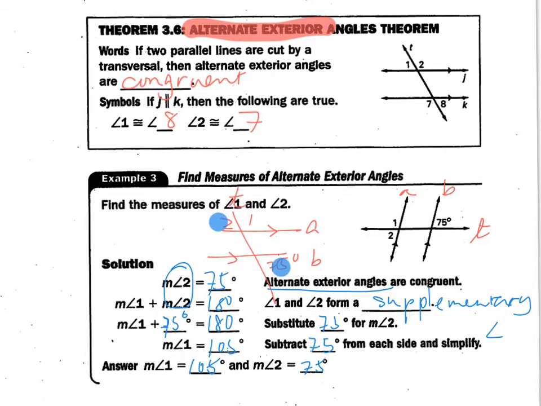And as a way to verify my answers, I add the two together. I should have 180, which forms a straight line. So that looks right.